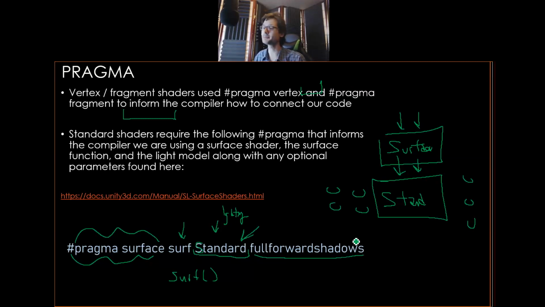Then you have room for optional parameters. Here, it's just telling it, yes, I want full forward pass rendering shadows. Once again, a reason why we took the time to discuss the difference between deferred and forward rendering is so that these keywords make more sense to you. When you see forward, you know it's using a forward rendering algorithm to calculate those shadows.